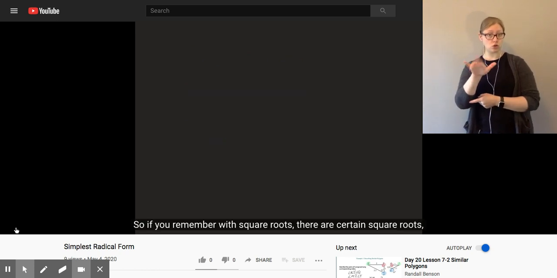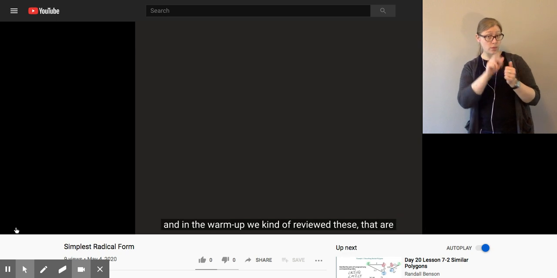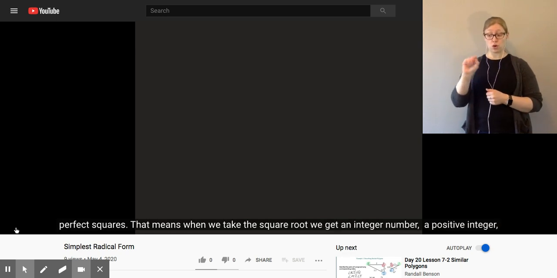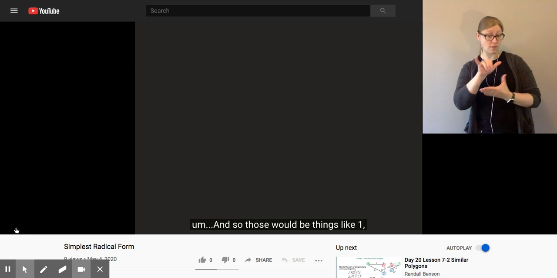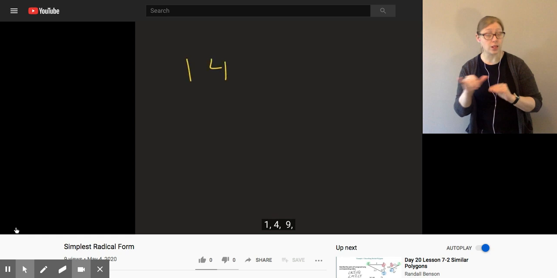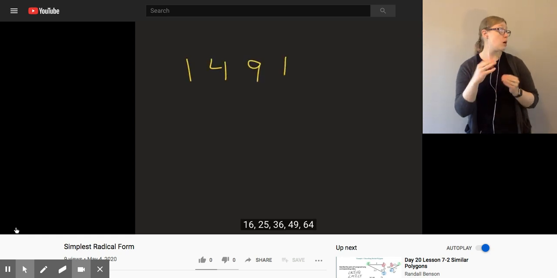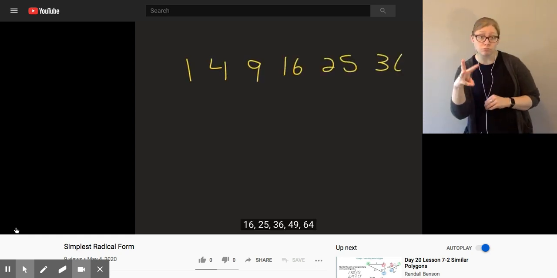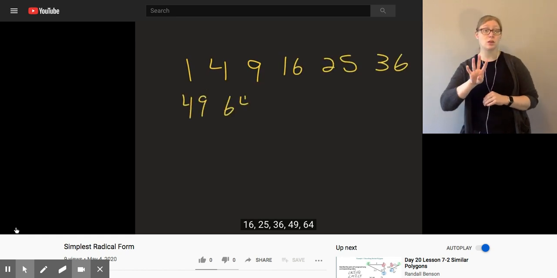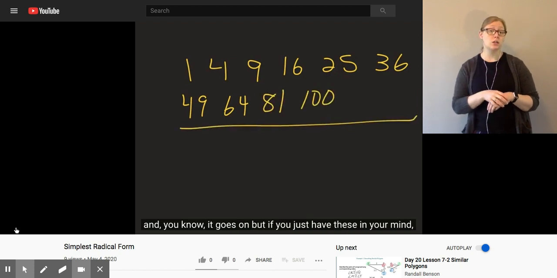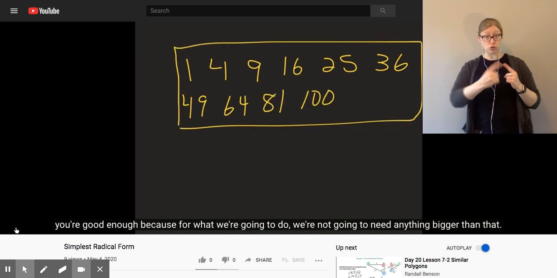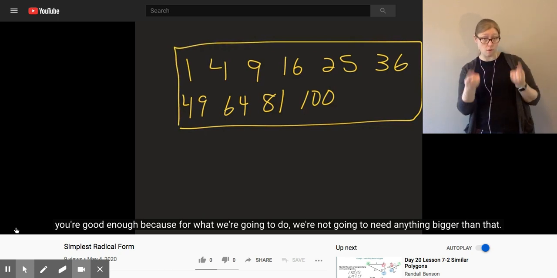So if you remember with square roots, there are certain square roots, and in the warm up we kind of reviewed these, that are perfect squares. That means when we take the square root, we get an integer number, a positive integer, a whole number, and so those would be things like 1, 4, 9, 16, 25, 36, 49, 64, 81, 100. And it goes on, but if you just have these in your mind, you're good enough, because for what we're going to do, we're not going to need anything bigger than that.